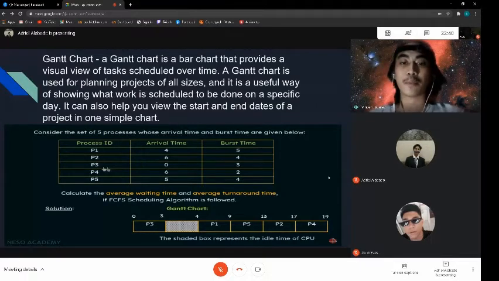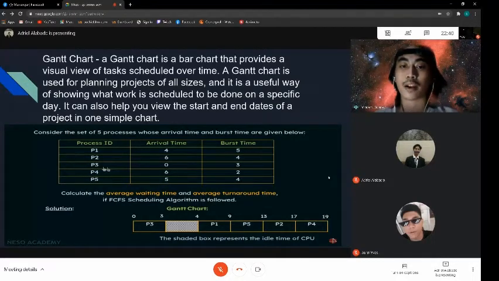Next, P1. The arrival time of P1 is 4 and its burst time is 5, which means P1 needs 5 units of time to execute. So on the Gantt chart, 4 plus 5 equals 9. The completion time of P1 is 9 units of time.